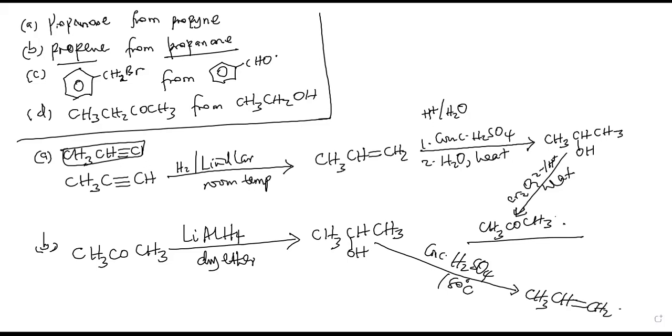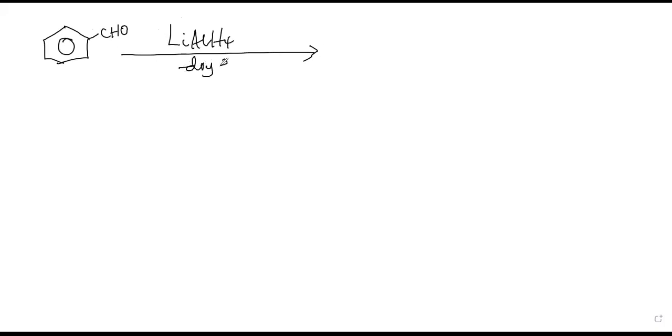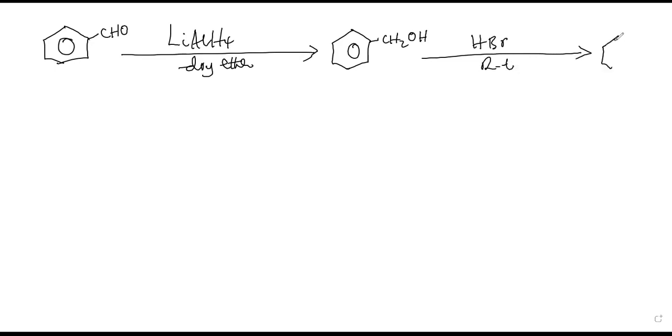Then we also have, we want to get bromoethane from benzaldehyde. How do we get bromoethane from benzaldehyde? Now we have benzaldehyde, CHO. We want to take it to bromoethane. So what do we do? First, reduce this to an alcohol by adding lithium aluminium hydride or lithium tetrahydroaluminate in dry ether, and we shall form an alcohol, CH2OH. After forming this alcohol, we can add hydrogen bromide at room temperature and we form our bromoethane. As simple as that.